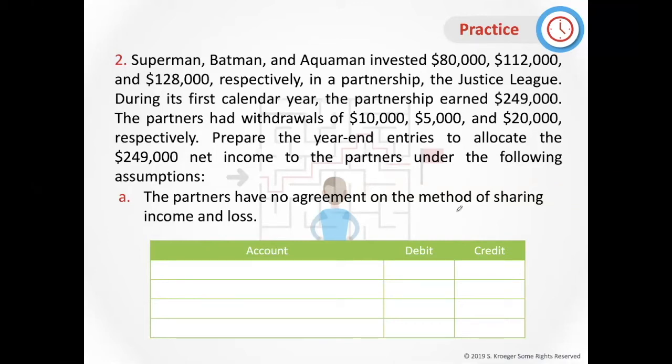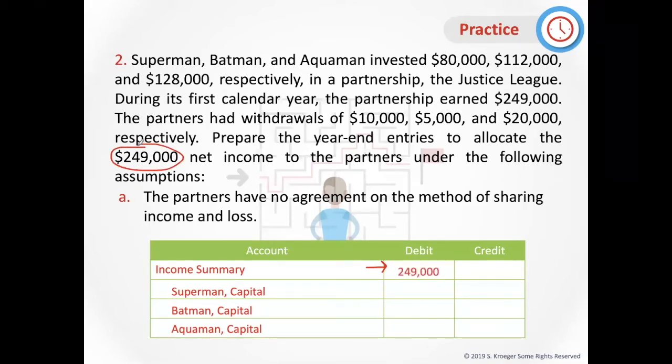A few slides ago, I showed the journal entry. We start with income summary, and then we list all the different partners. We have 3 partners here. We'll list their capital accounts: Superman capital, Batman capital, and Aquaman capital. The amount for income summary is the total amount of net income, which is $249,000.